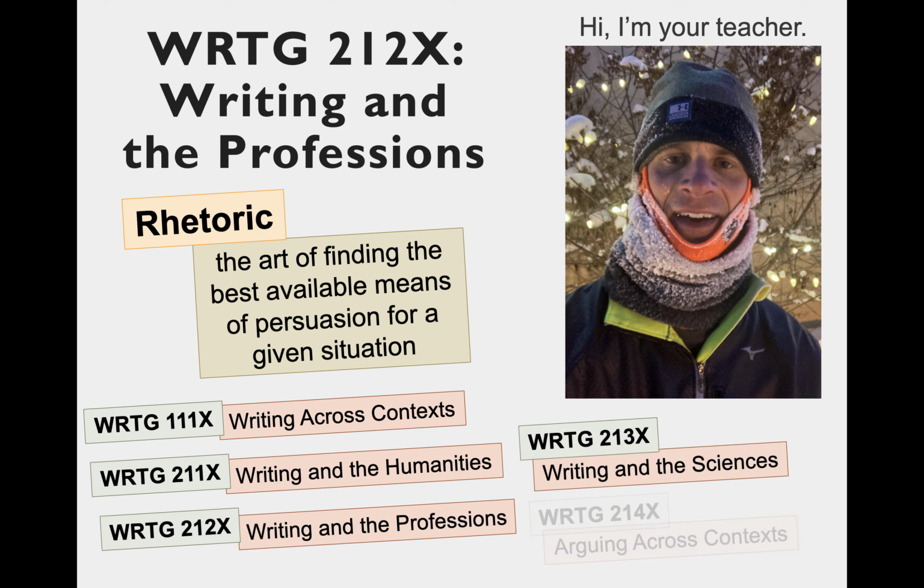I'm assuming that you've taken Writing 111X, Writing Across Contexts, or its equivalent, and now you've had a choice about which 200-level writing course you'll take. Our work this semester will contrast and yet overlap with the work you might conduct in writing in the humanities, writing in the sciences, and arguing across contexts. In each of these classes, our goal is to make you a more effective written communicator. The difference among these classes is in the context for which you're being prepared to write.